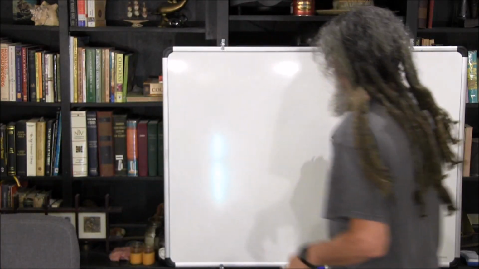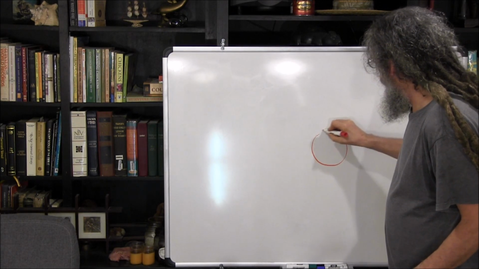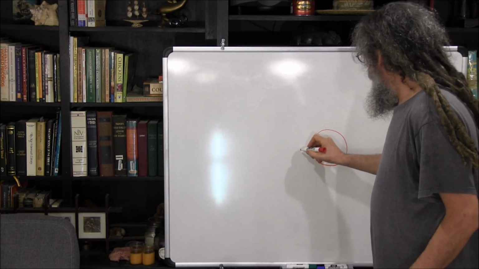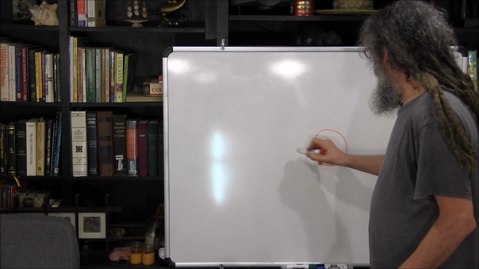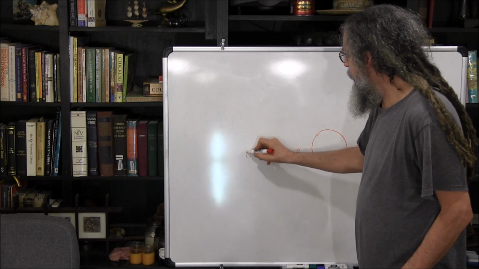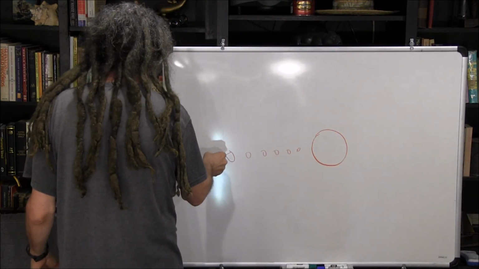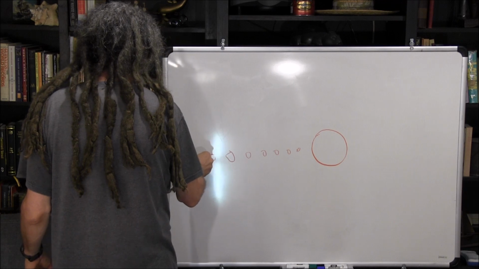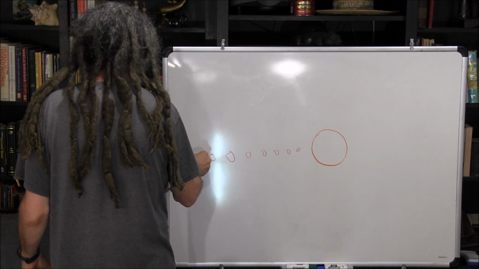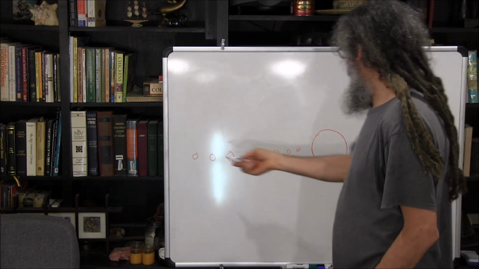Now, we'll do our whole solar system. This is our sun. Let's pretend that's our sun. And then there's Mercury, Venus, Earth, Mars, Jupiter, Saturn, I think that's right, then Uranus and Neptune. And they're all in a row. And this row is called the ecliptic.